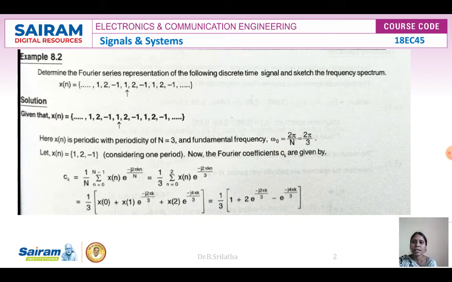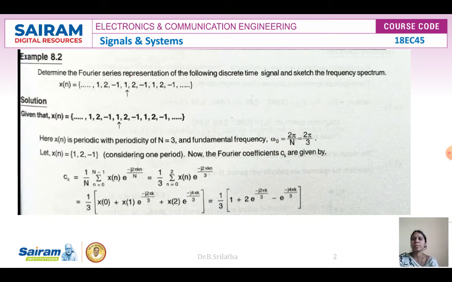Now the given discrete time signal x of n is equal to 1, 2, minus 1, 1, 2, minus 1, 1, 2, minus 1. Here they indicated an arrow mark at the value 1. What it means is that at n is equal to 0, the amplitude is 1. The left hand side of this arrow mark gives n is equal to minus 1, minus 2, minus 3, and the right hand side gives n is equal to 1, 2, 3, 4 and so on.